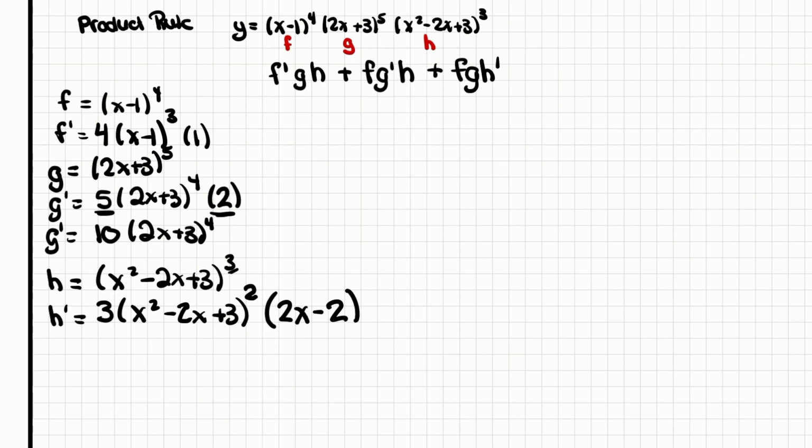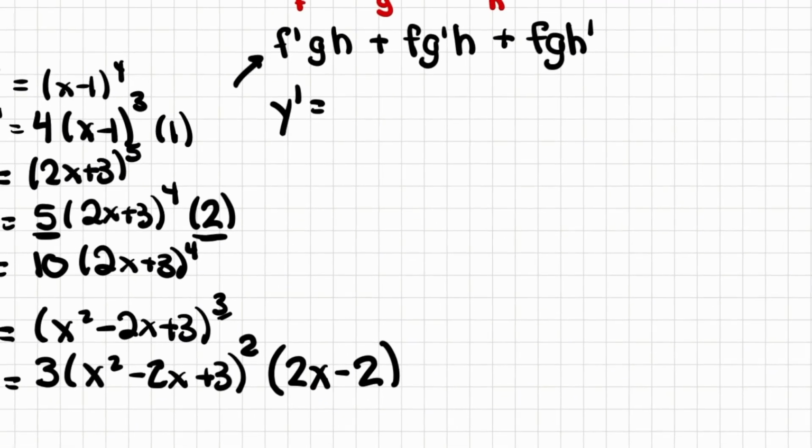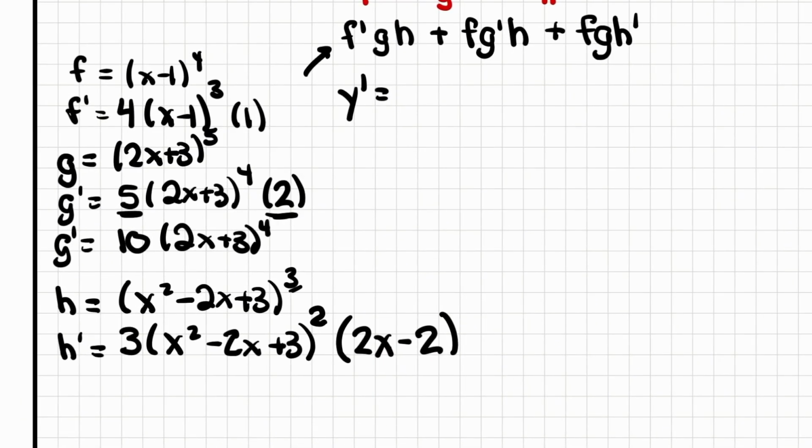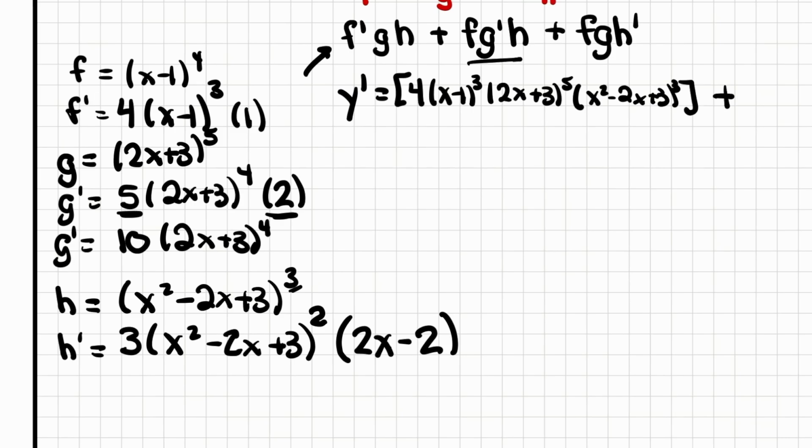So now we're going to put it all back together like this. My derivative is going to be equal to the derivative of my first times the other two. So we are going to have the derivative of f. So f prime is 4 times (x - 1)^3 times (2x + 3)^5. That's my g. Times my h, which is (x^2 - 2x + 3), all raised to the power of 3. Whew. Plus, we're not done. Now we've got to do this one.